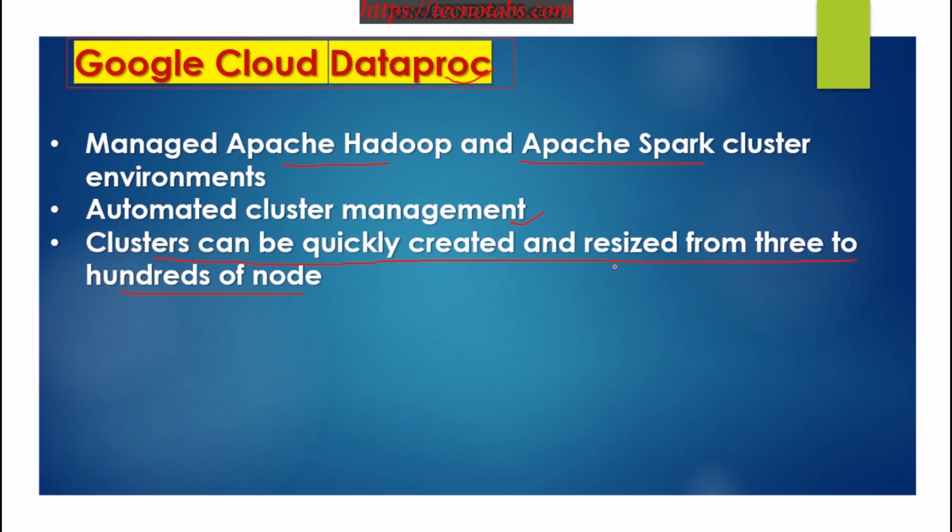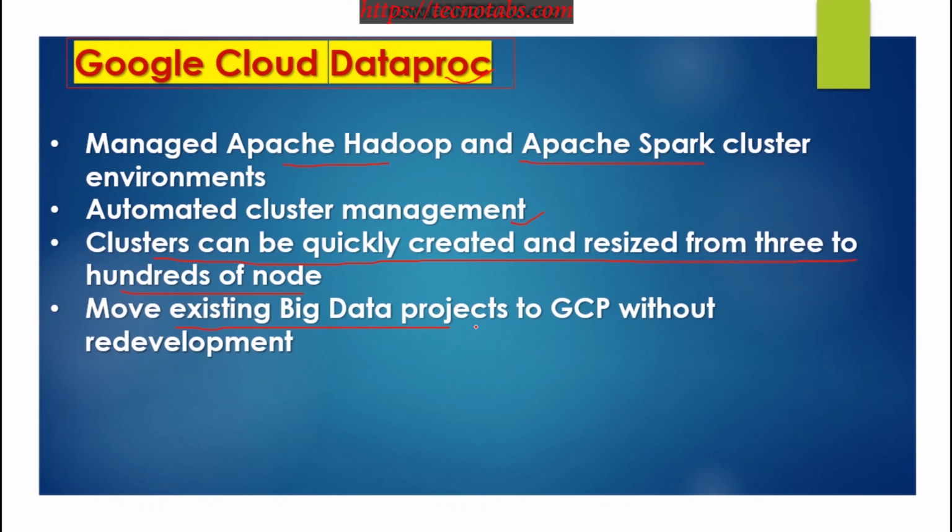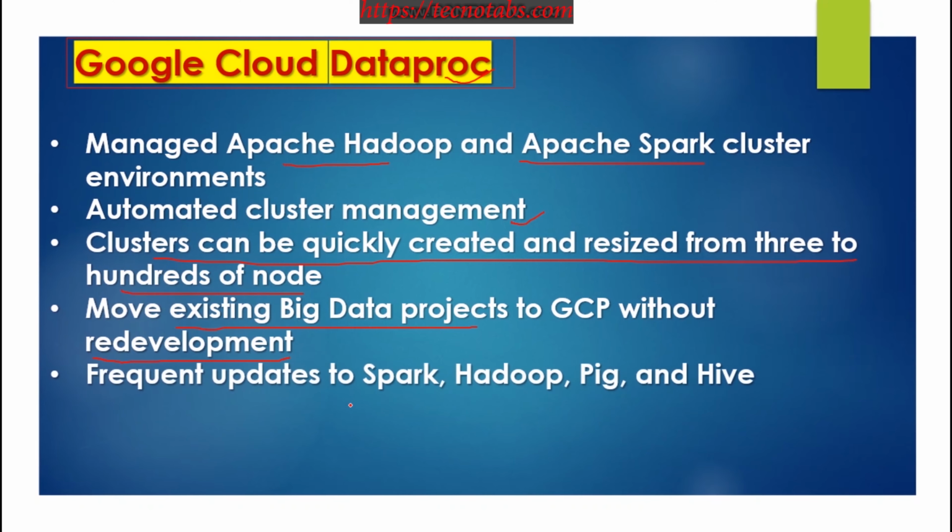So you don't have to worry about the scaling up and scaling down. It can be resized from 3 to hundreds of nodes within a very quick span of time. Now you can move the existing big data projects to GCP without redevelopment. So if you have a legacy project which is using big data, or any on-premise big data projects that you are running, you can easily move that to the Google Cloud Dataproc without making any code changes. Now it frequently updates the Spark, Hadoop, Pig, Hive, and other components of Dataproc, where you don't have to worry about the compatibility of the versions.